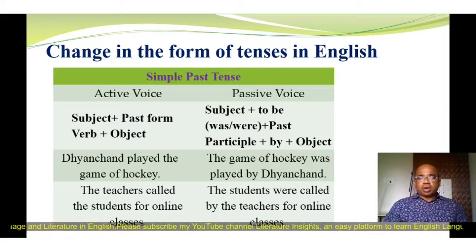The teachers called the students for online classes. The students were called by the teachers for online classes. So these are the examples of simple past tense in active voice and passive voice.